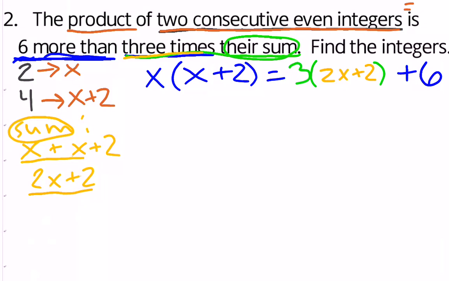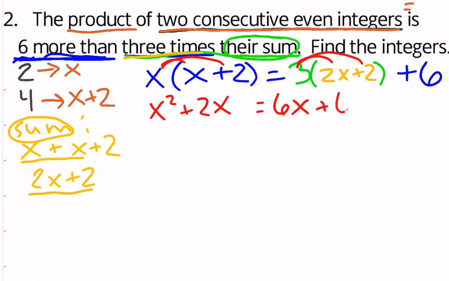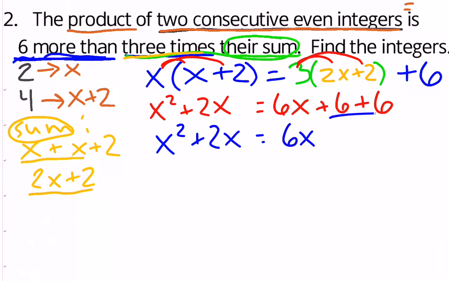And now I have a lot of simplifying to do. Deal with my parentheses first. X times x is x squared. X times 2 is 2x. 3 times 2x is 6x. 3 times 2 is 6, and I have this other 6 hanging out at the end. First, I'm going to combine like terms on the same side. There's nothing I can combine on the left side. But on the right, I can combine these two 6's together and give me 12.